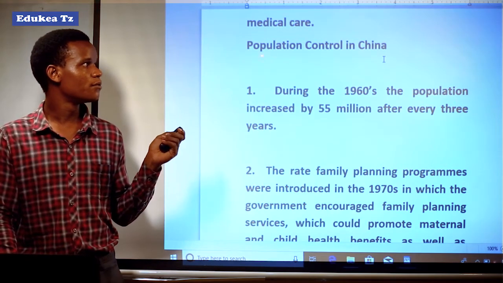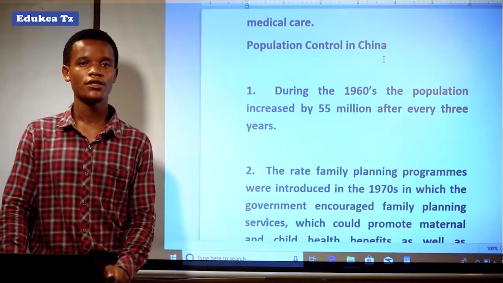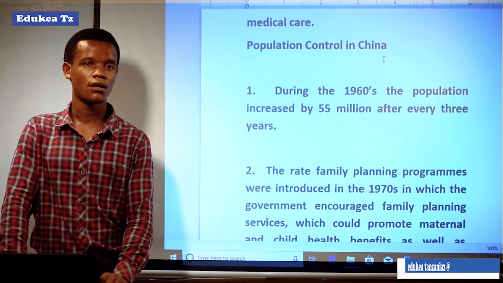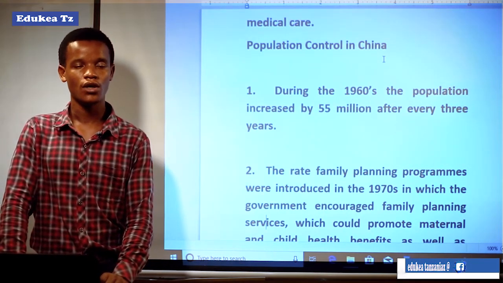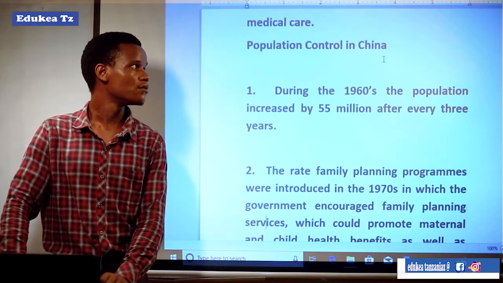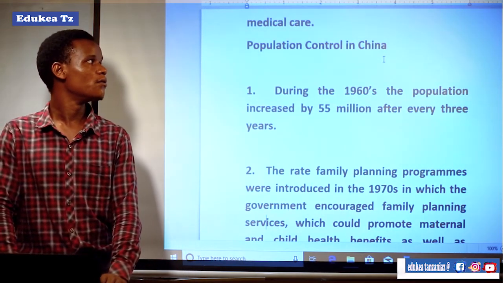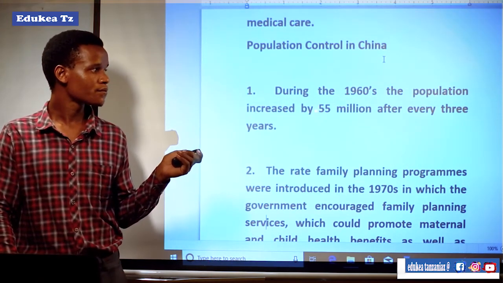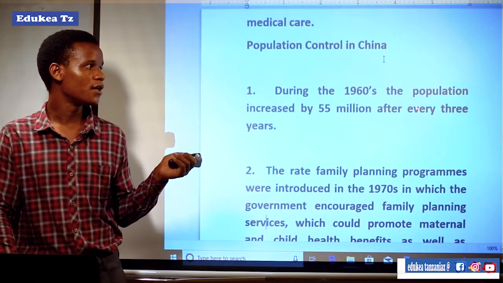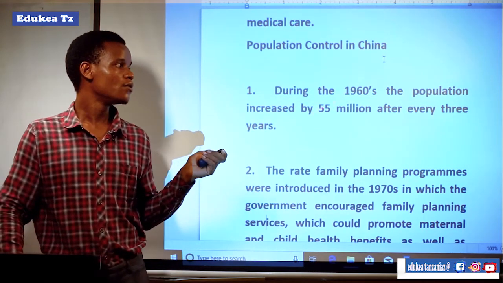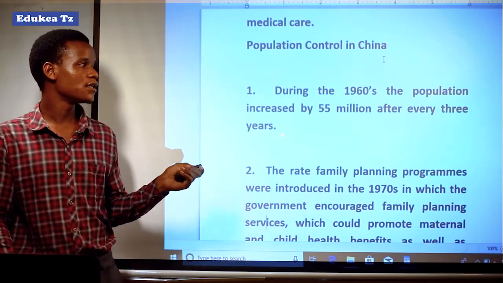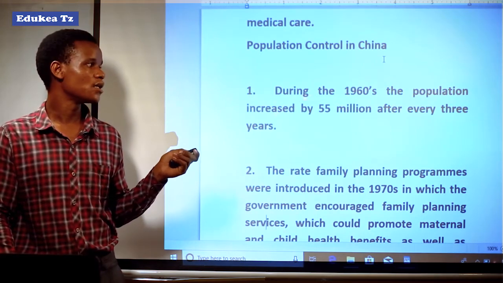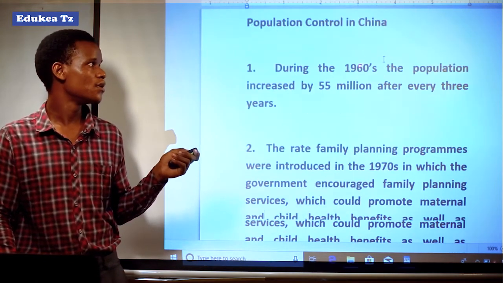Okay, let us now see population control in China. Now we are going to see the mechanisms that were used in China to control the population, how they used different ways in order to control it. During the 1960s, the population increased by 55 million every 3 years. So here we see that after every 3 years, 55 million people were added in the 1960s.